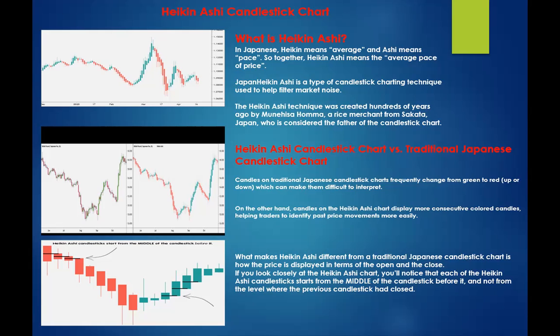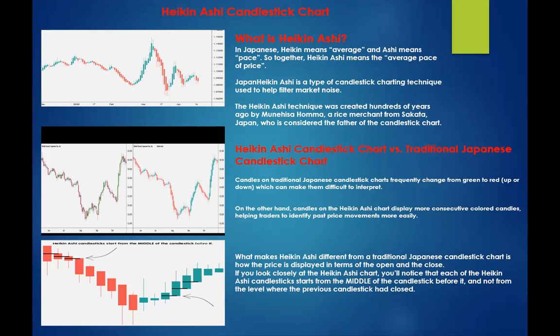Heiken Ashi is a type of candlestick chart technique used to help filter market noise. The Heiken Ashi technique was created hundreds of years ago by Munehisa Homma, the same man that created candlesticks, a rice merchant from Sakata, Japan, who is considered the father of the candlestick chart.